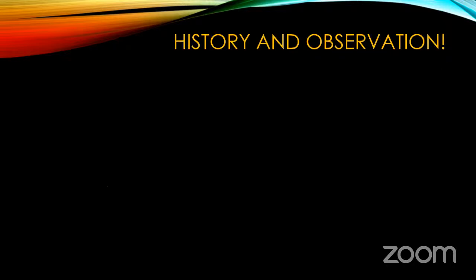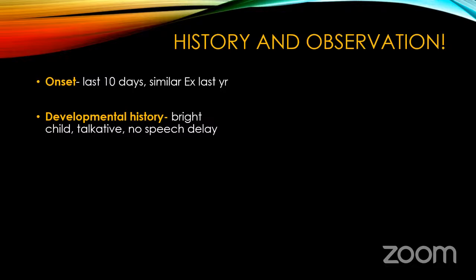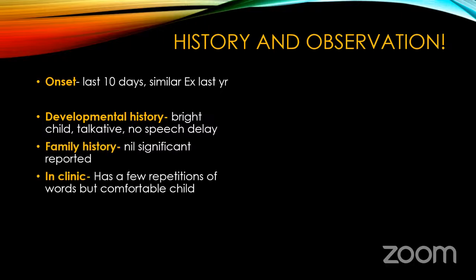Okay, so let's go to the history. When you ask for history and observations, the onset, the parent said, in this 4-year-old was just in the last 10 days. A similar episode happened last year. Developmentally bright child, talkative, no speech delay, no family history. In clinic, he has a few repetitions of words, but it's a comfortable child. So as Dr. Palani Raman sir rightly said, developmental disfluency is very common. Under 5 years of age, at least 5% of children are known to go through this developmental disfluency.